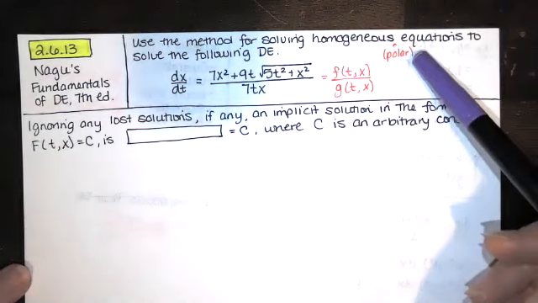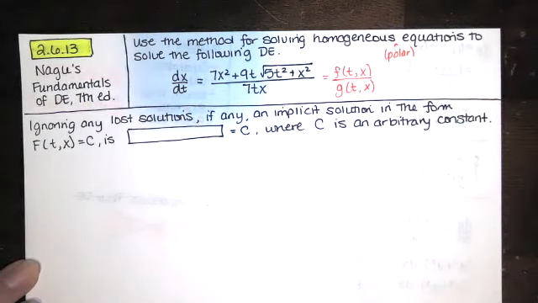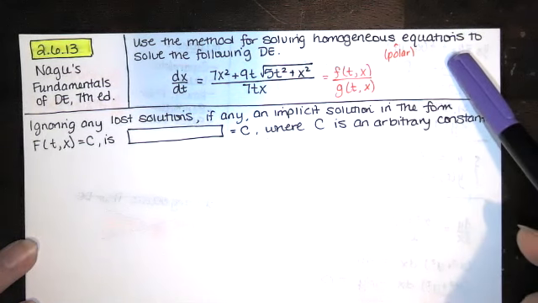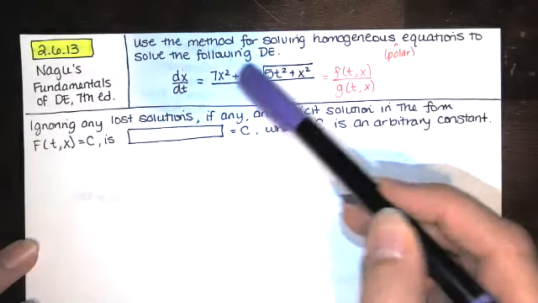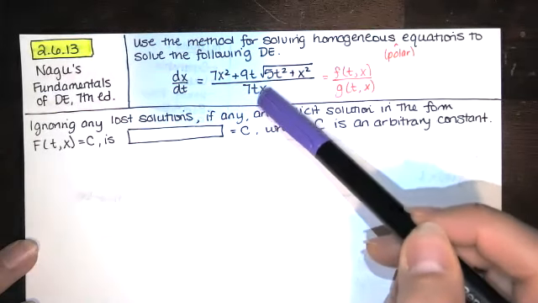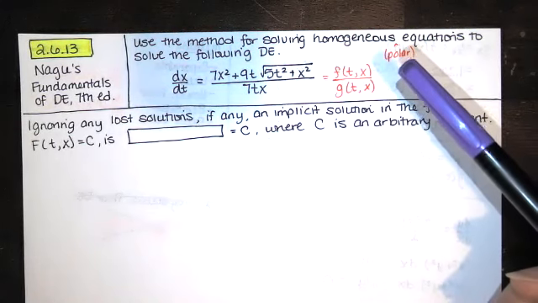Now we know it's homogeneous polar. The differential equation is homogeneous polar because they tell us to use this method. But if they didn't tell us to use this method, we would know that this is a homogeneous polar equation because this function in the numerator and this function in the denominator are both homogeneous functions of the same degree.